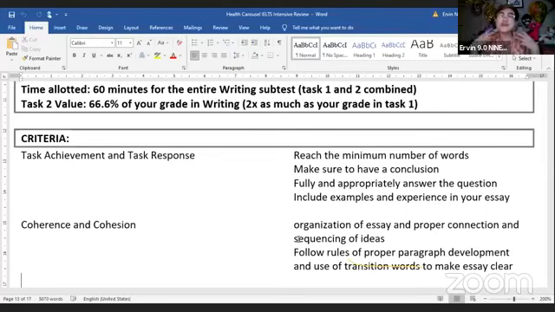When you start with your first argument in the body of your essay, will you please type in the chat box what are sample connective words that you may possibly use to start with the body of your essay? May I see your comments on the chat box? How do you start the body of your essay? What connective words do you use?